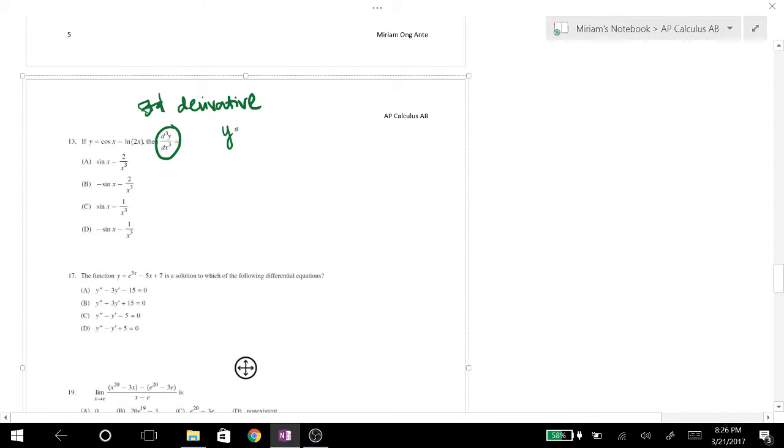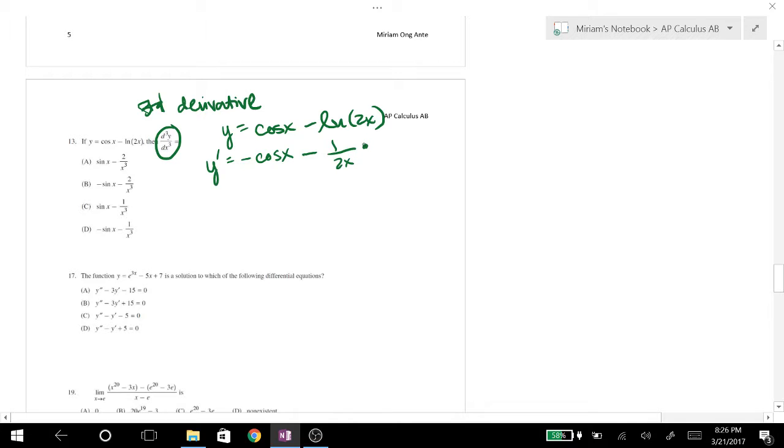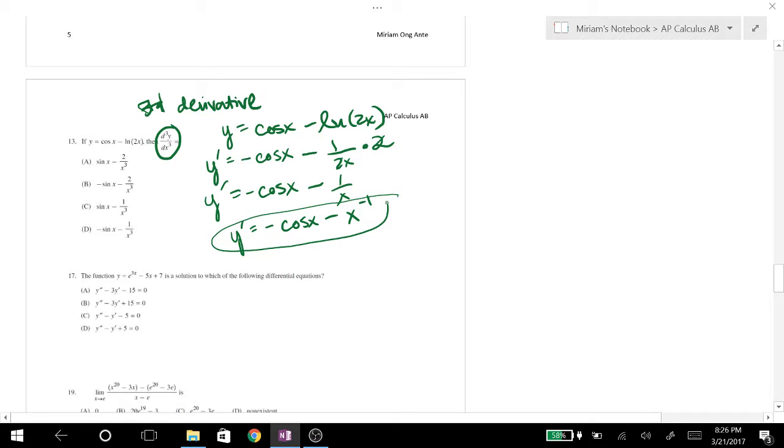So I have y equals cosine of x minus natural log of 2x. y prime is the first derivative, so that's negative cosine of x minus 1 over 2x times the derivative of 2x, which is 2. So that's negative cosine of x minus 1 over x. Okay, so that's my first derivative. If I don't like 1 over x, I can change that to negative cosine x minus x to the negative 1. Okay, so this is the first derivative. You need to get the second, and then you need to get the third derivative. You can do it. Find the match.